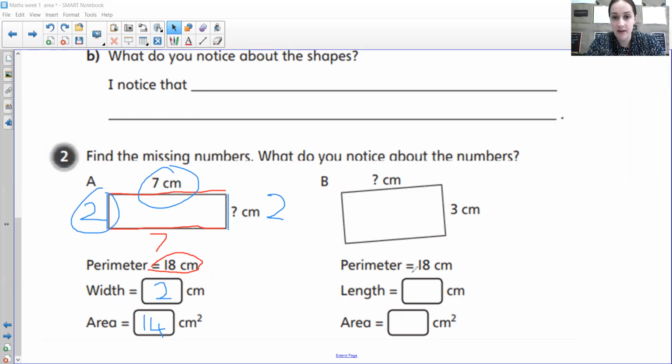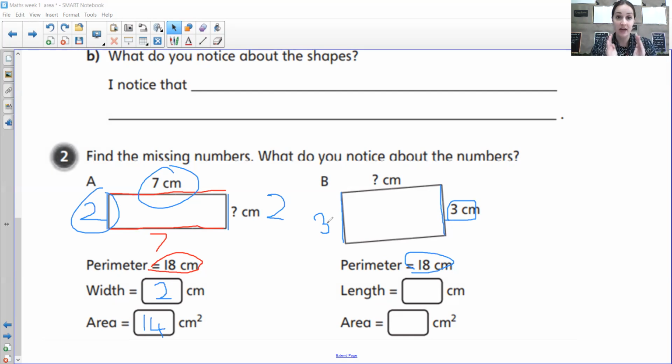Next one then, key fact, perimeter is 18 centimetres again. This time then, we know that we've got 3 centimetres here. So if this length is 3 centimetres, what else can I label? Well, I can label this length, which would also be 3 centimetres. So that's 3 add 3 would make 6, and my total is 18. So what's the part that's left over? The total is 18, this part is 6. So the other part then must be 12, 18 take away 6 is 12.